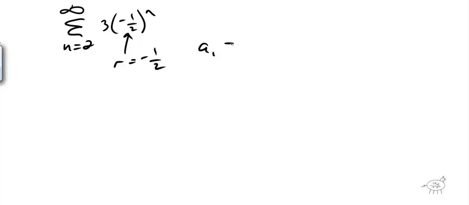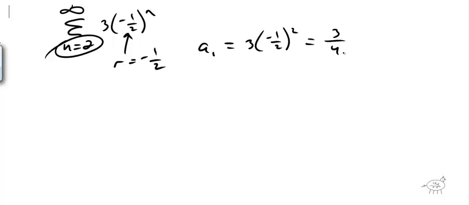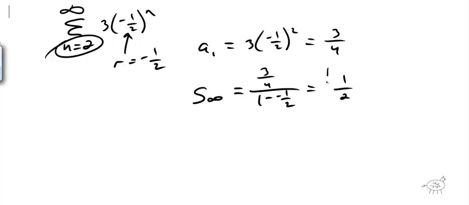In a sub 1, again, plug in that 2, so it's 3 times negative 1/2 squared, which gives us 3 times 1/4, or 3/4. Okay, so s sub infinity equals a sub 1, 3/4 over 1 minus negative 1/2. Put that in your calculator, hit the fraction button, and we get 1/2 as a final answer. Okay? Pretty easy. So let's just do a quick summary here, math fans.